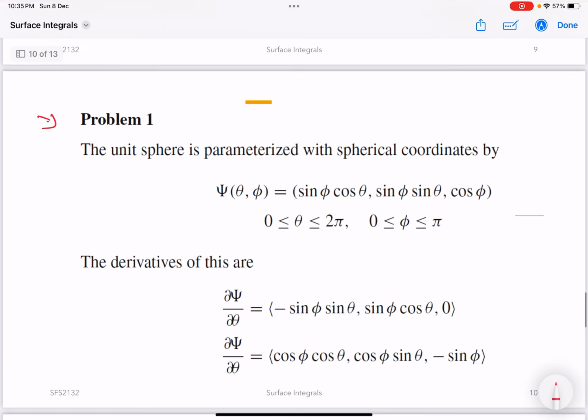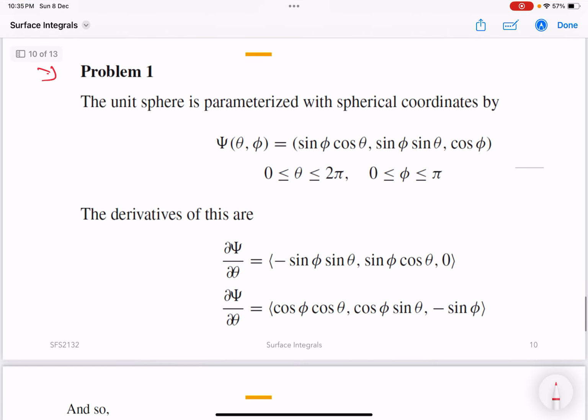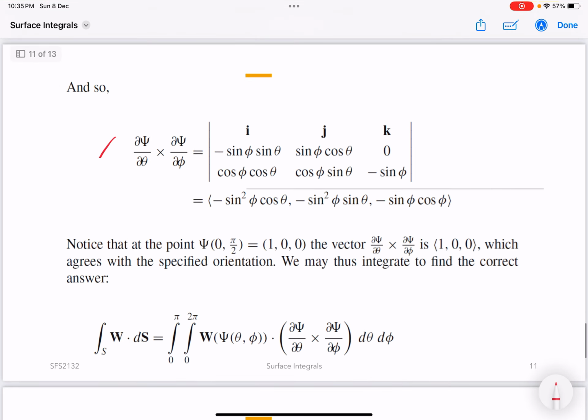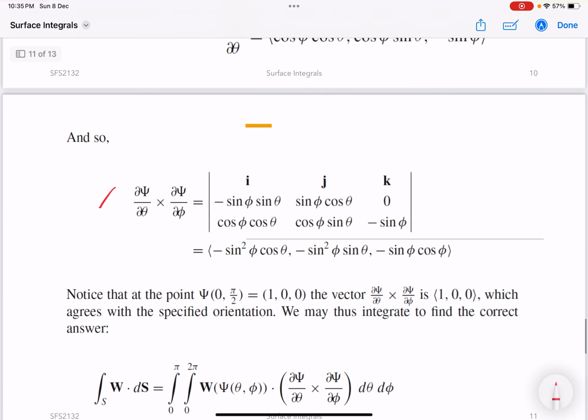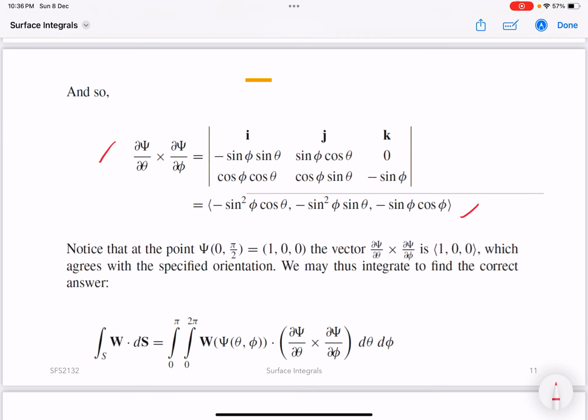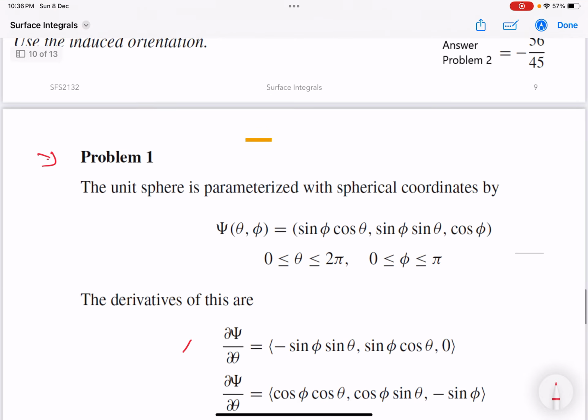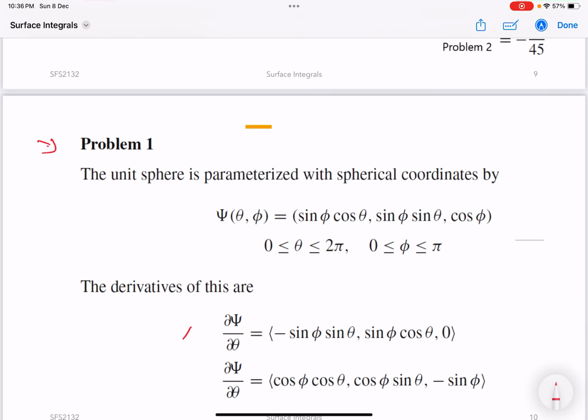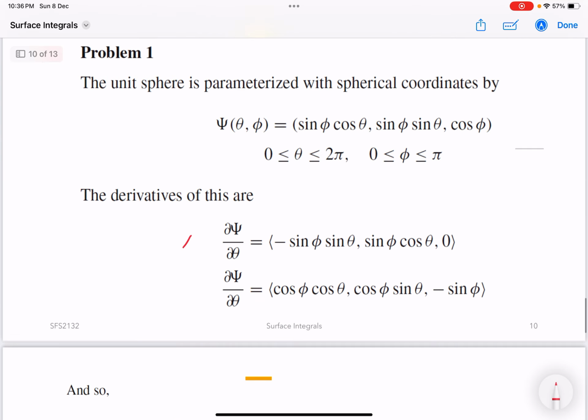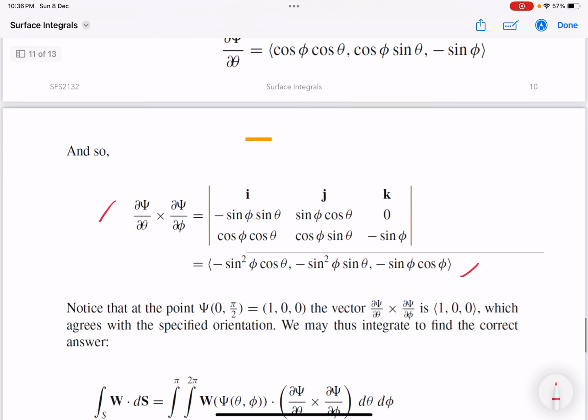Almost the same thing is given: the parameterization, so take the derivative and then do the cross product between the 2 parameterization vectors, then you get this one. This may involve an identity, so that is what we need to check. After we check at the point 0, pi over 2, which gives us 1 0 0, the vector is in the same direction.